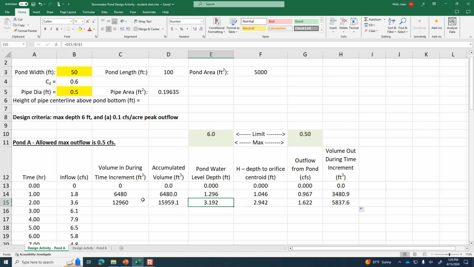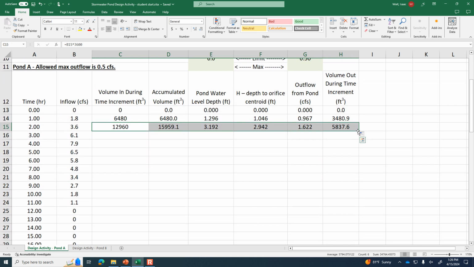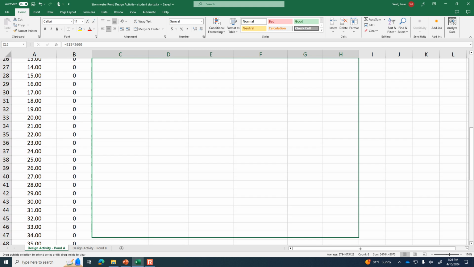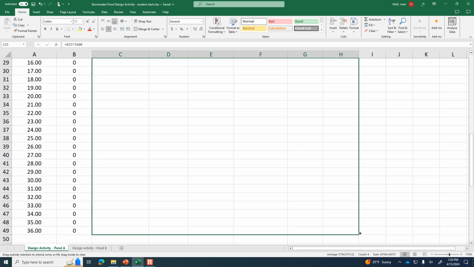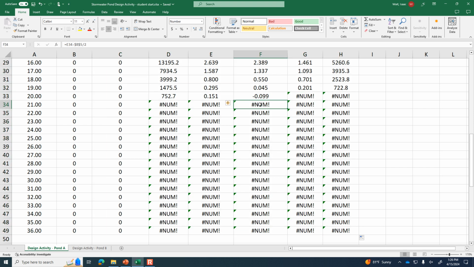Okay, so now we can just drag all of it down through the whole sequence of times that we're interested to analyze. Let's look at it over the course of 36 hours. So drag it down across all 36 hours. And, you know, the flow in stops, but we just want to see how long it is taking for the pond to drain, how quickly it is emptying. So anytime it says number, number, number like that, it means that the pond is now empty.